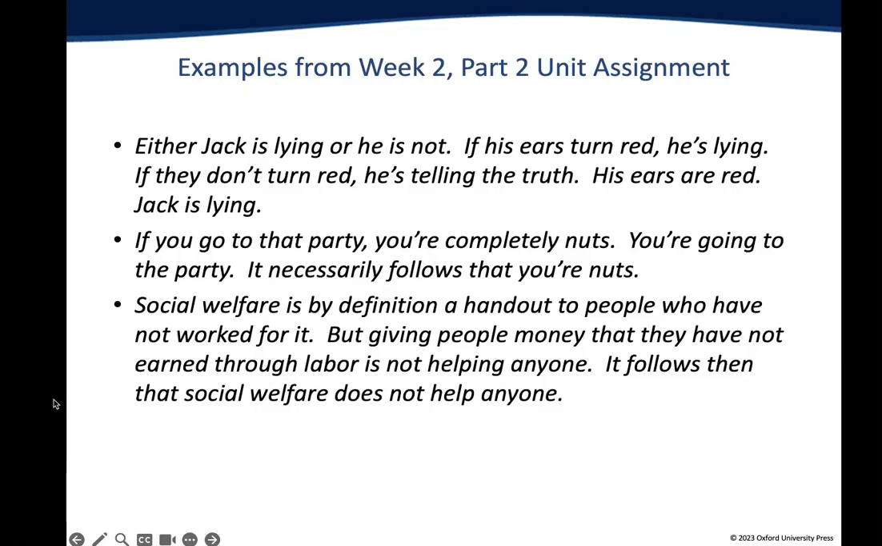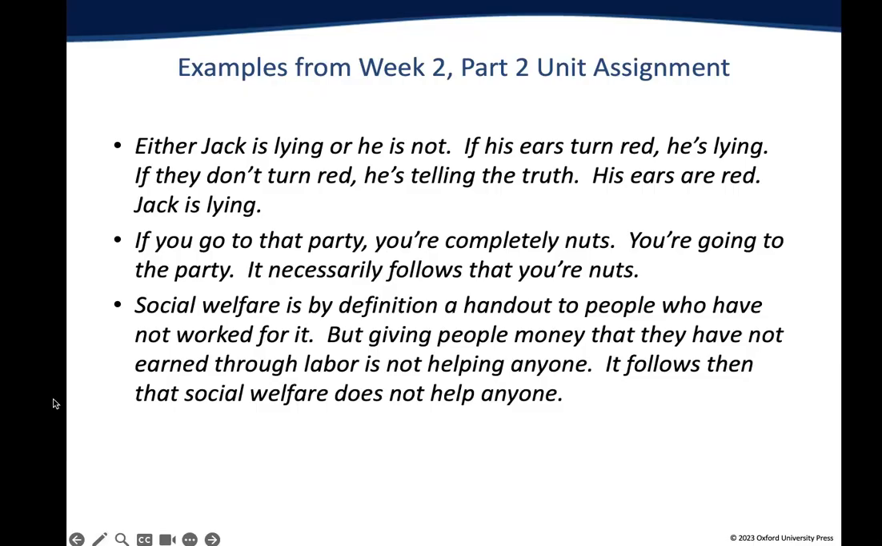In that second one, if you go to that party, you're completely nuts. You're going to the party, so it necessarily follows that you're nuts. The conclusion here is you're nuts. The premises are: if you go to that party, you're completely nuts, and you're going to that party. And so we've got those premises, and in both of these cases, we have conclusion statements that necessarily follow from those premises. So that makes them deductively valid.